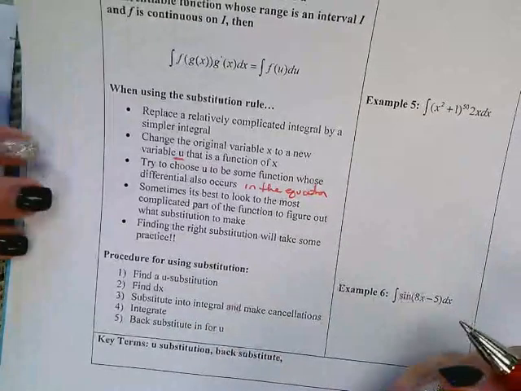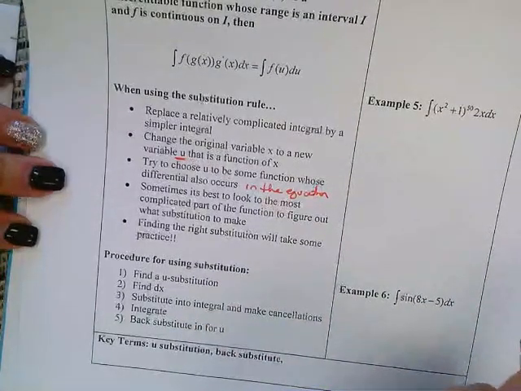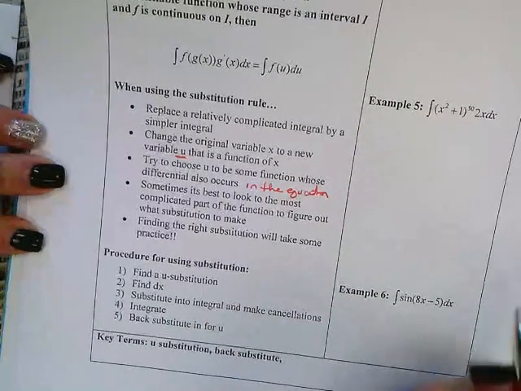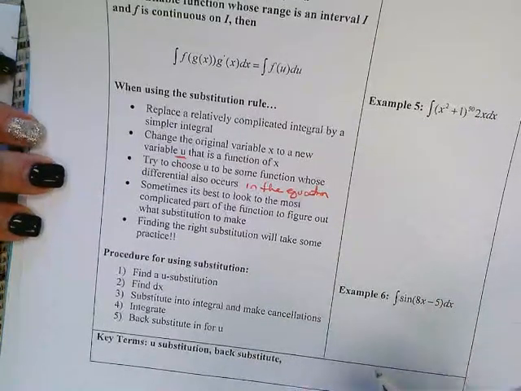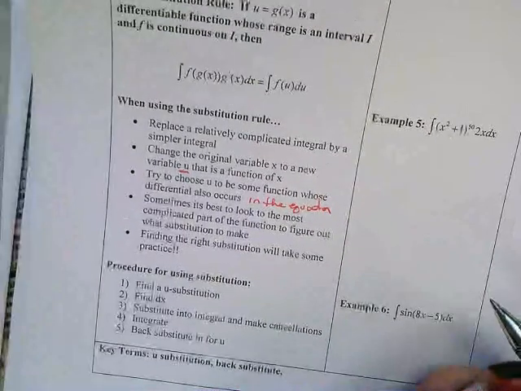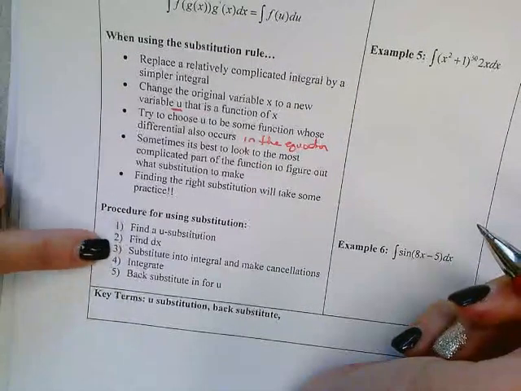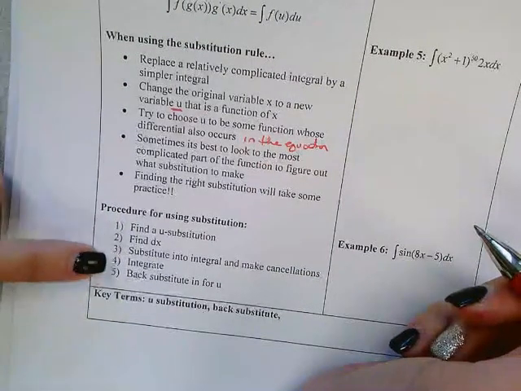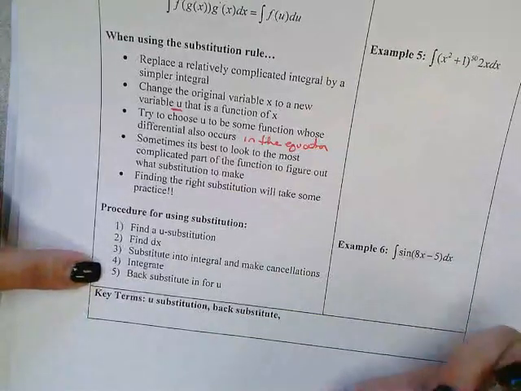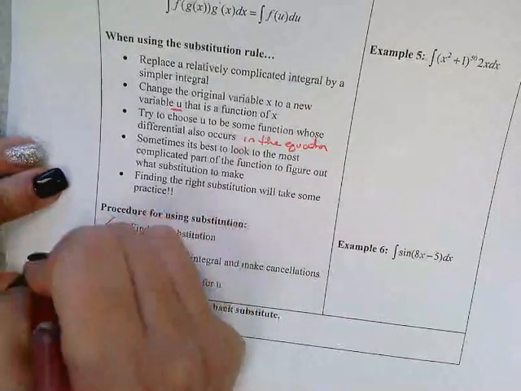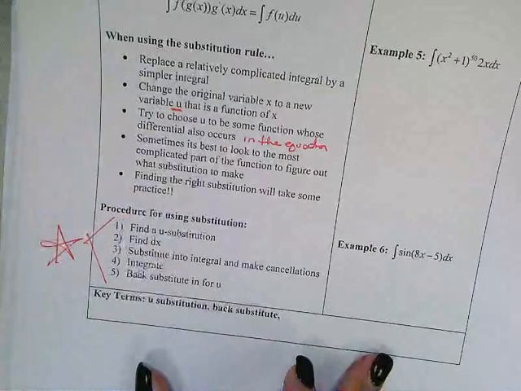Sometimes it's best to look to the most complicated part of the function to figure out what substitution to make. Finding the right substitution will take some practice. So find a u substitution, find dx, substitute into the integral, make cancellations, integrate, back substitute in for u. Those are the steps.